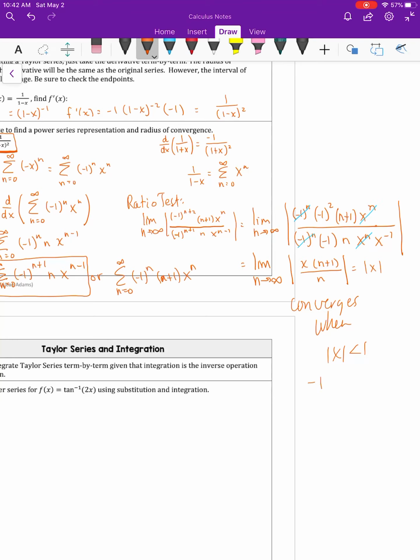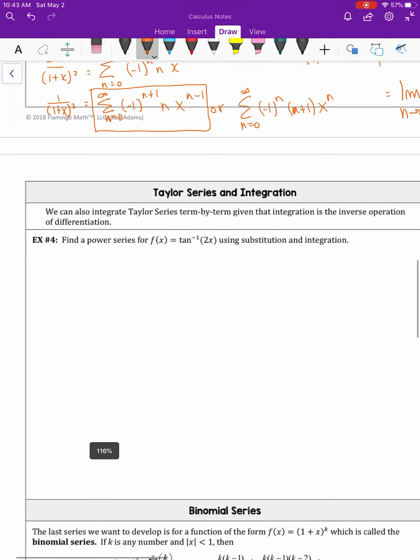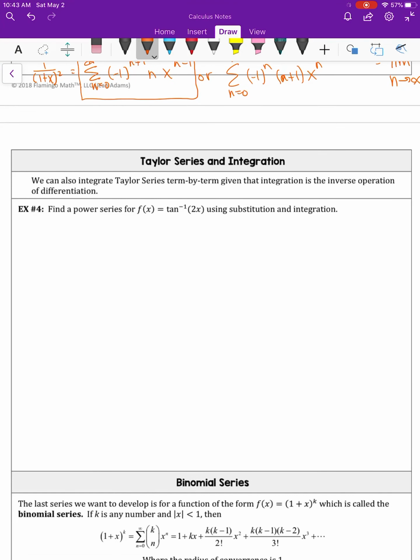Okay. So it converges when the absolute value of x is less than 1. So that means when x is between negative 1 and 1. So our radius of convergence is 1. Okay, which is what they were asking us for.